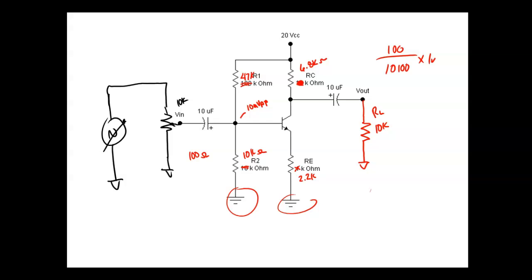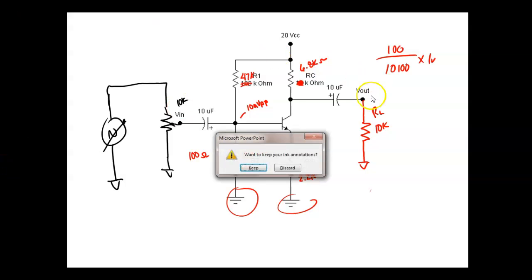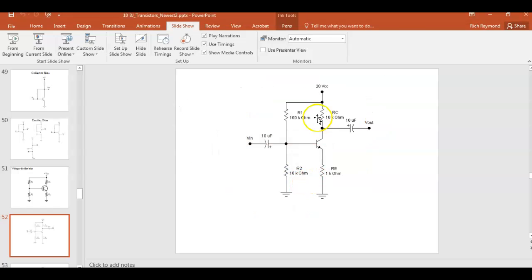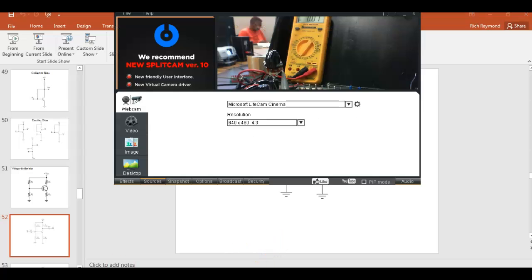Are we okay? So here's my circuit. I'm going to discard it. I'll come back and redraw it, and then I'll keep it. So let me switch over to my camera.